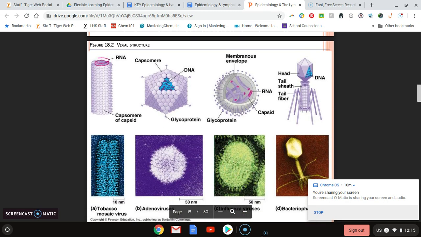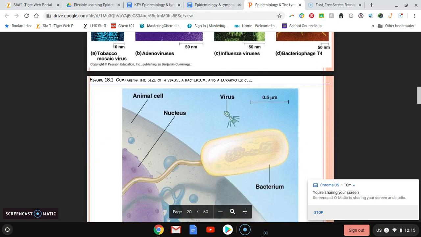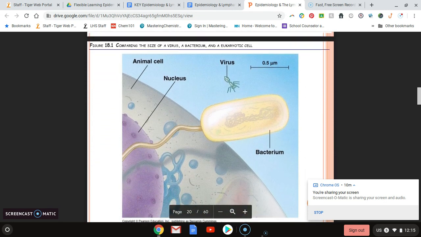Here you see the different types of viral structures. And you can see here how the virus is compared to an animal cell or a bacterium. So viruses are typically very small.